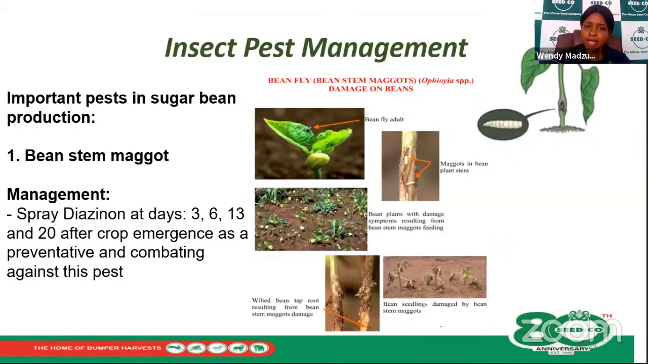So within the first month, you need to manage bean stem maggot. The products on the market are vast, but an example of an active ingredient that has been used extensively over time and is effective is diazinon, which can be applied at day 3, day 6, day 13, and day 20 respectively. But you need to make sure that within the first month, you deal with bean stem maggot. Otherwise, you'll be found wanting.